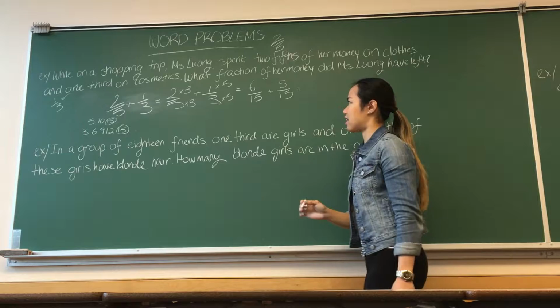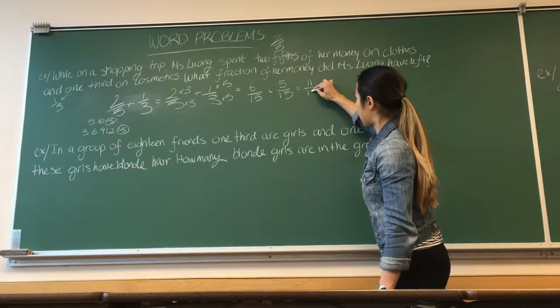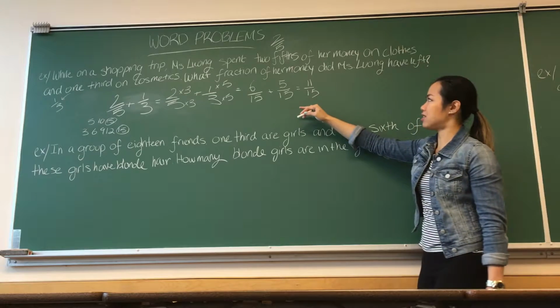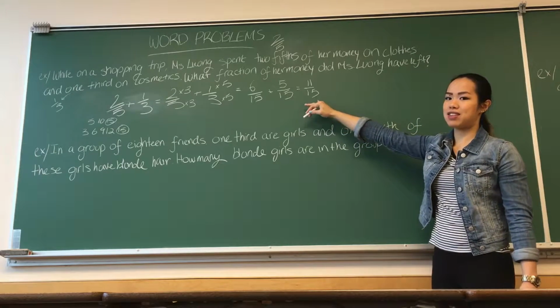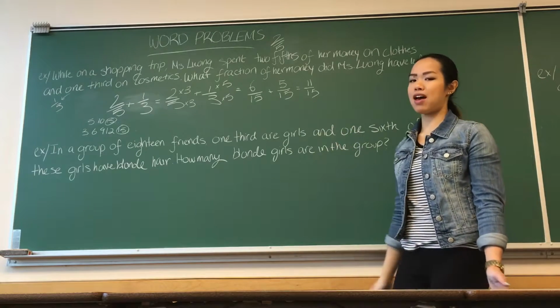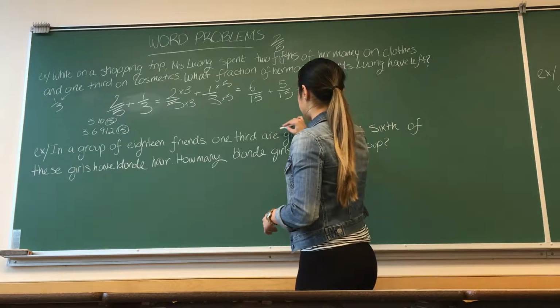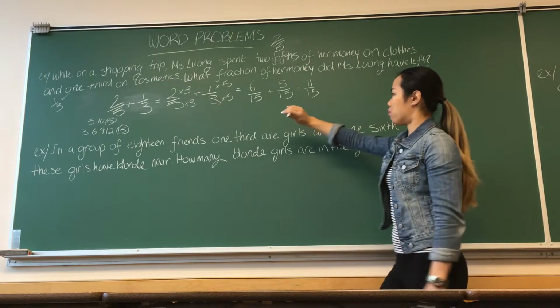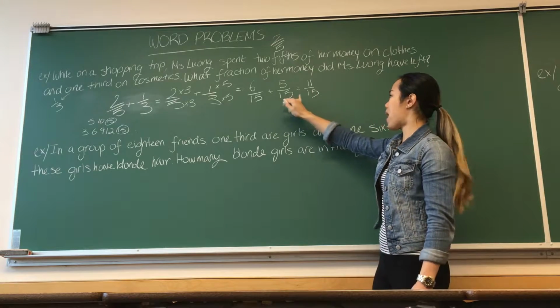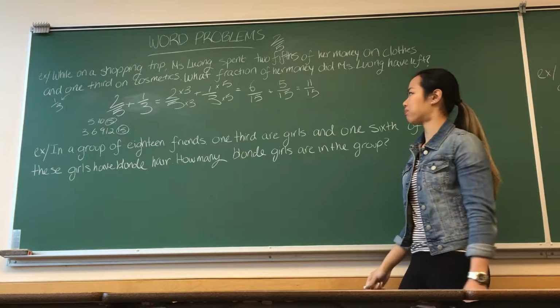Okay, so we're just going to add that up. And that gives me 11 over 15. Okay, so remember, this is not how much I have left. This is how much I spent. So to see how much I have left, well, I had a whole group of money to begin with. So whatever I had before minus this will give me how much money I have left.